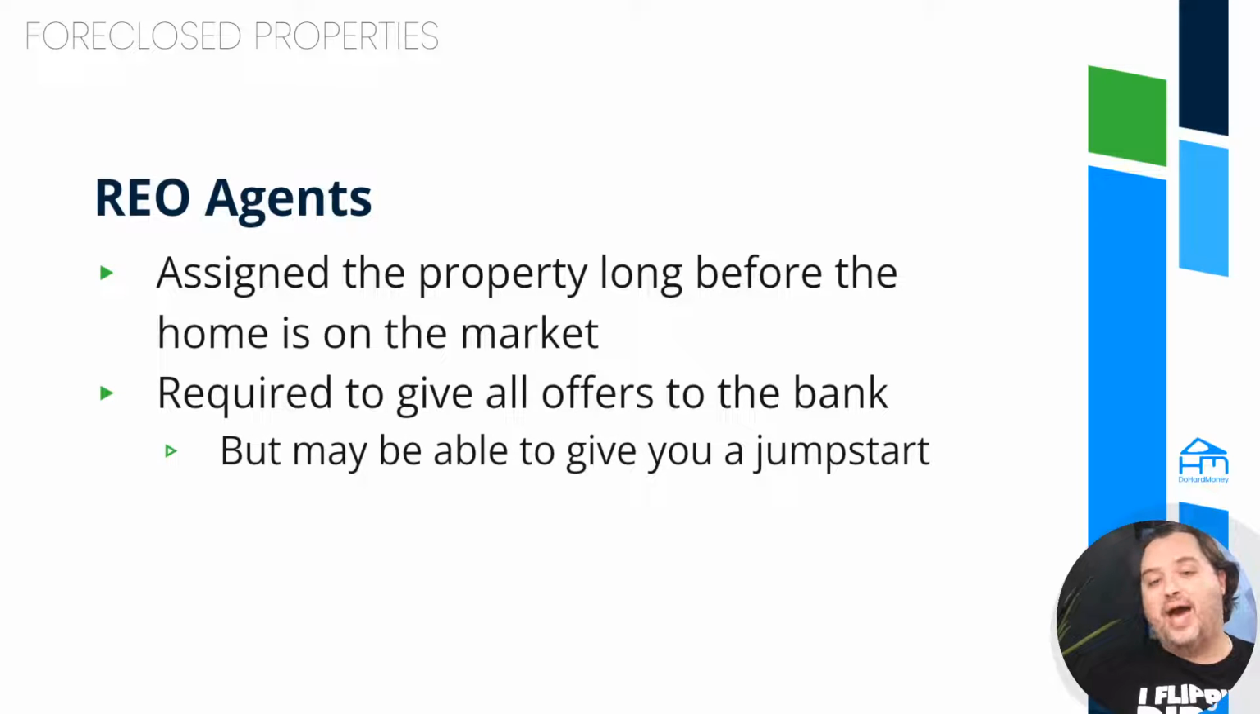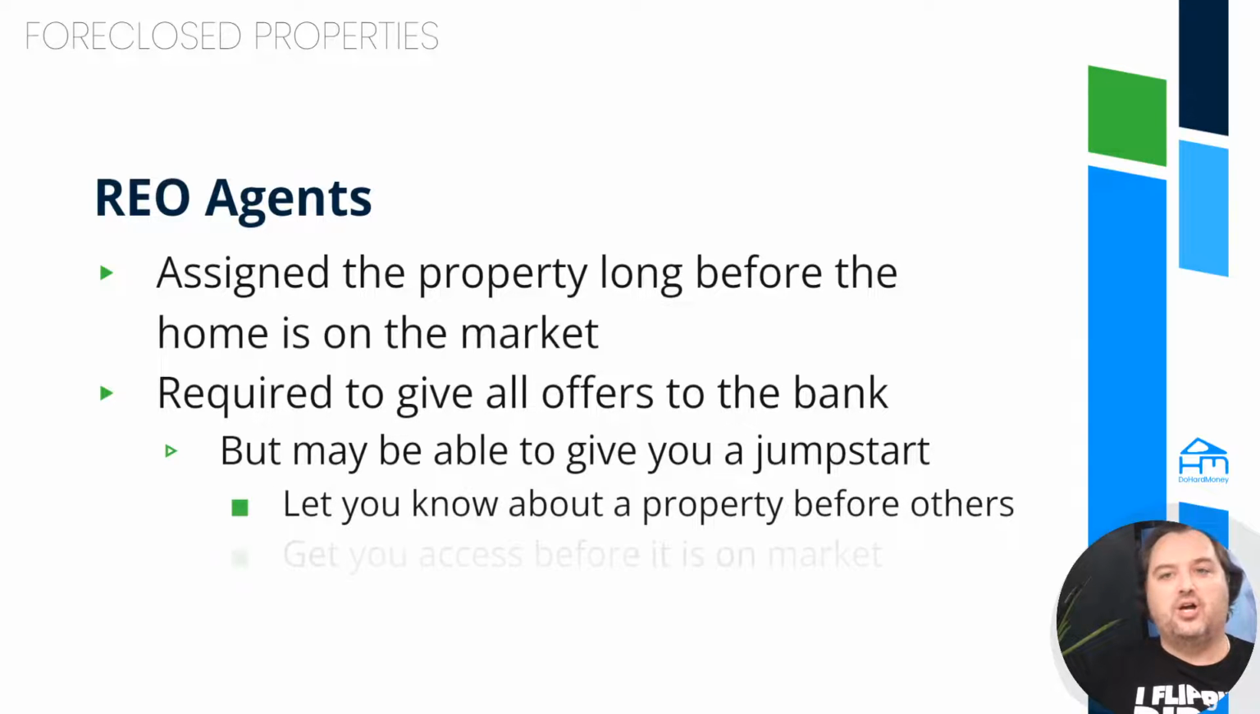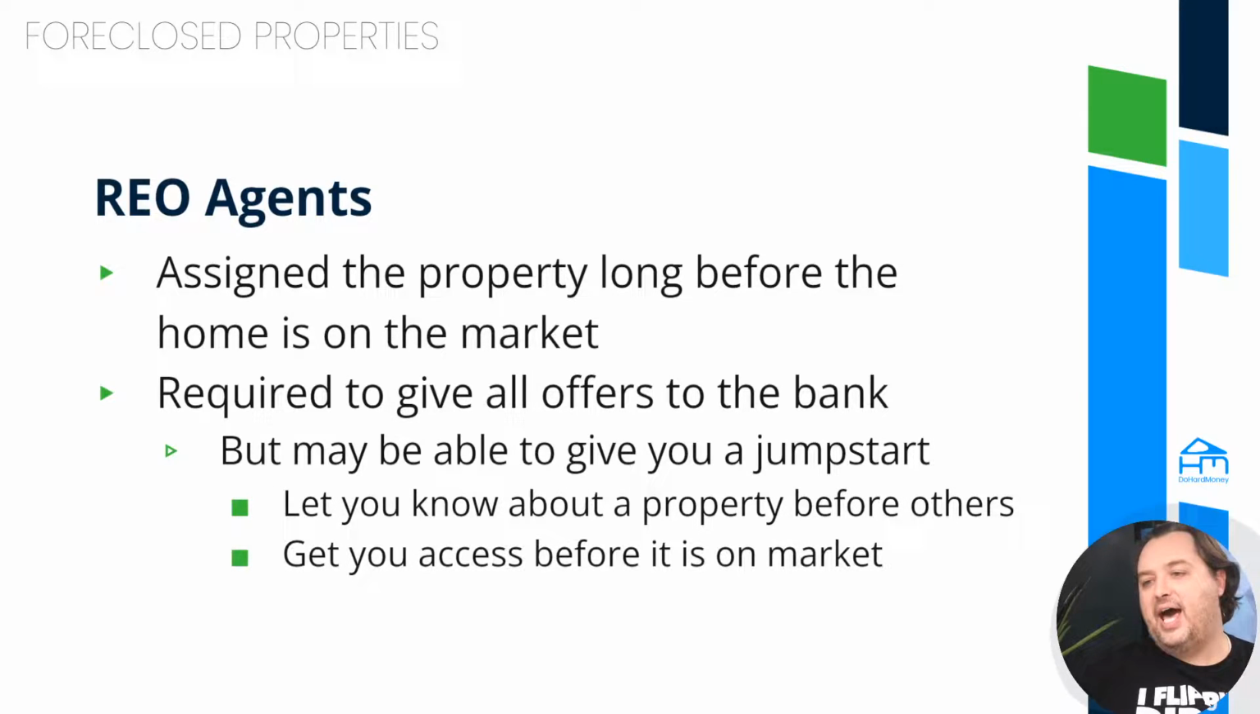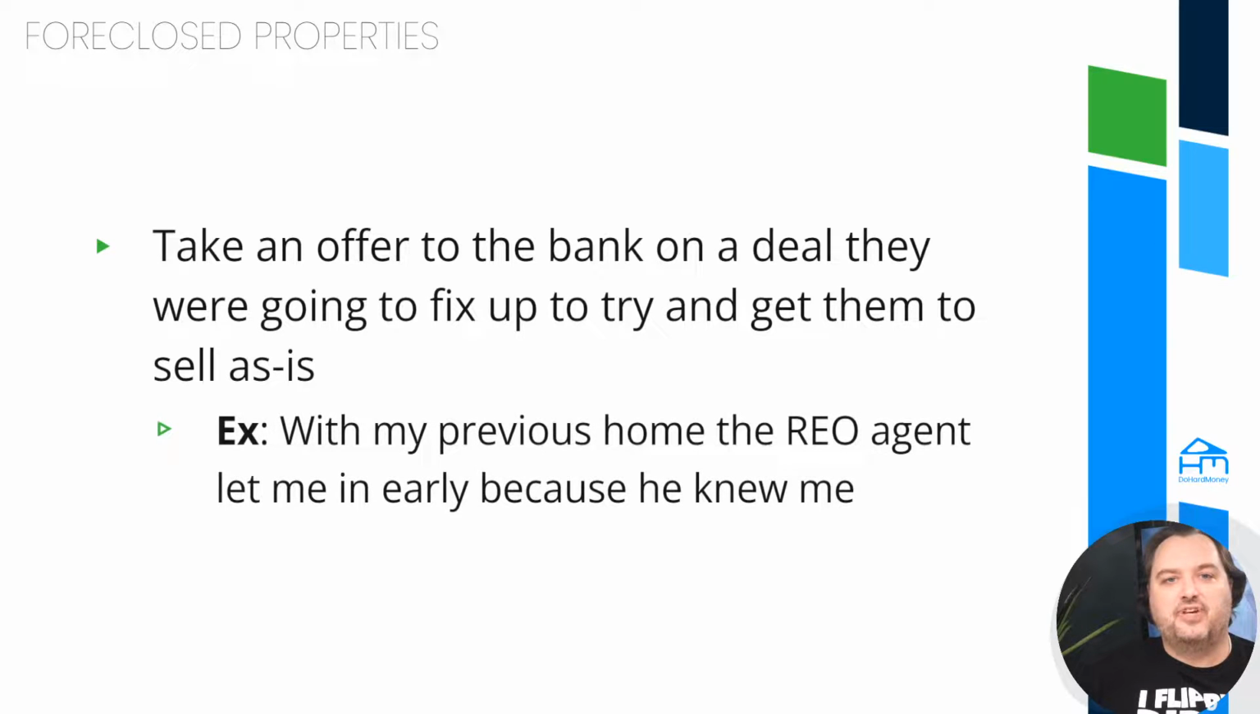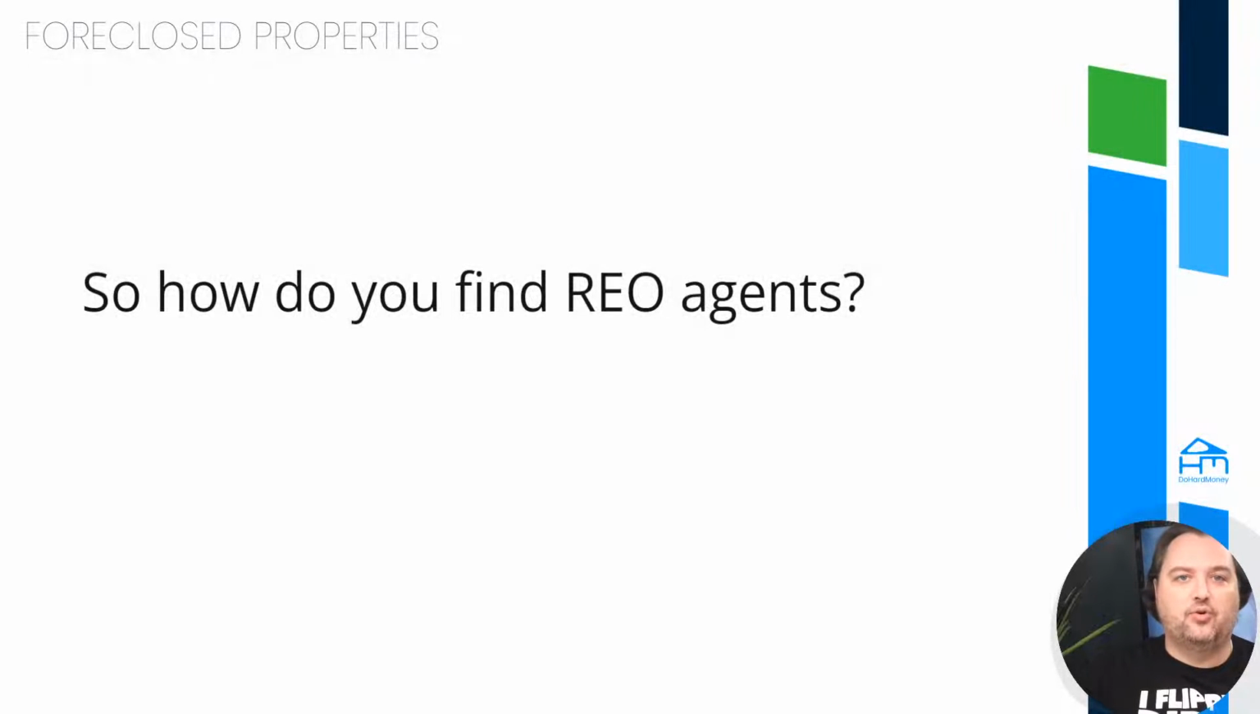But if you have a jump start, if you know that a house is coming on the market and you know the REO agent, maybe you're able to take a look at it and you can give them an offer even before it hits the market, or the day it hits the market, you could have a jump start there. So take an offer to the bank on a deal that they're going to fix up and say, hey, just sell it to me as is. With my previous house, it was an REO agent friend of mine that let me in. And so that has been really helpful as well.